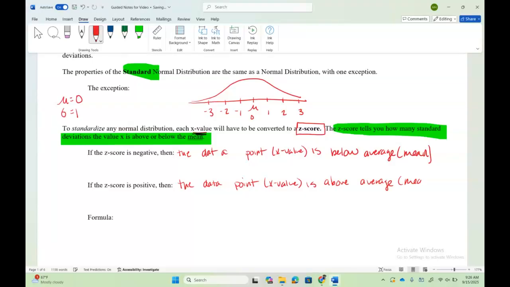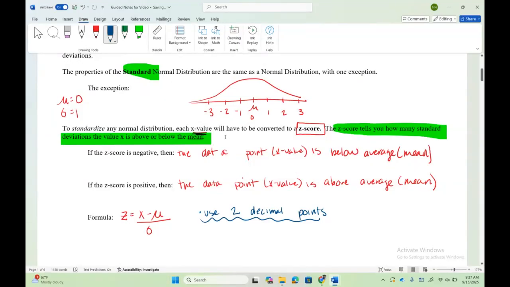or the mean. Okay, there's a formula to find a z-score. So for a z-score, we're going to take an x value, subtract the mean, and then divide by our standard deviation. When we find a z-score, we want to use 2 decimal points every time. So we need to make sure we round to 2 decimal points correctly when we're finding that z-score.